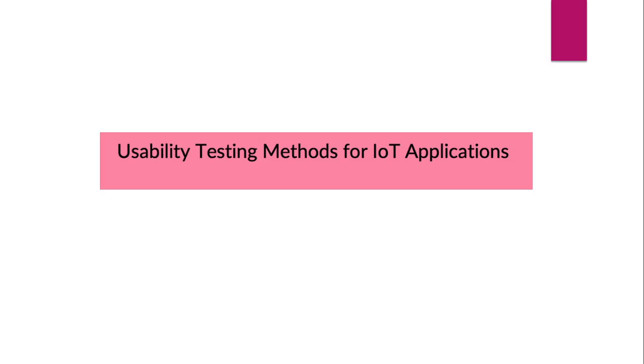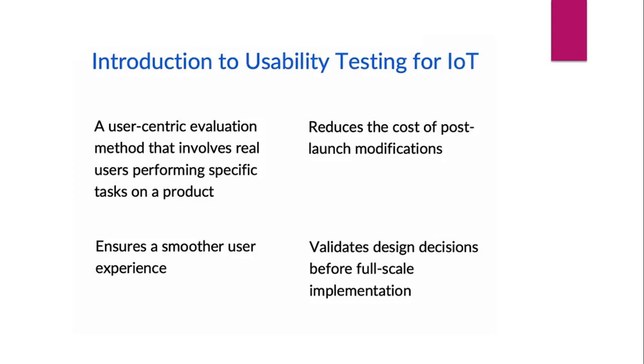So next, you are thinking about the testing of the prototyping model. Now my product is ready, developed. It is physically ready. So now I need to test the model in the real-time environment. So what are the different types of usability testing methods available for IoT applications? It involves real users performing specific tasks on the product.